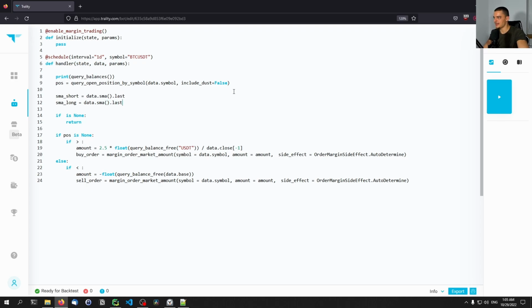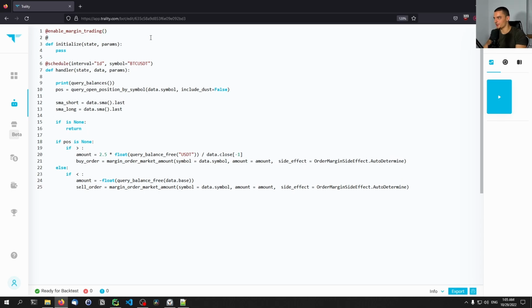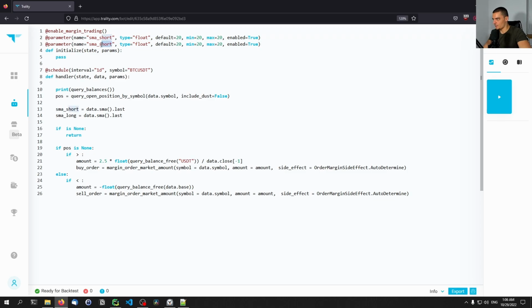data.sma last. And now above the initialize method or function, we can specify parameters by saying at parameter name equals, and we can now name this SMA short. The type is going to be float, and the default value for the short one is going to be 20. The minimum is going to be 20, and the maximum is also going to be 20. We're also going to set enabled to true, and then we're going to copy that, and we're going to do the same thing for long.